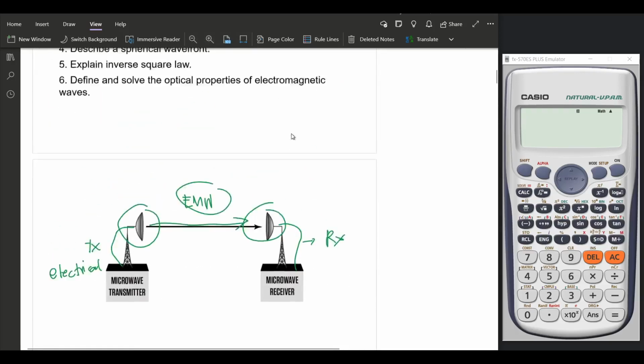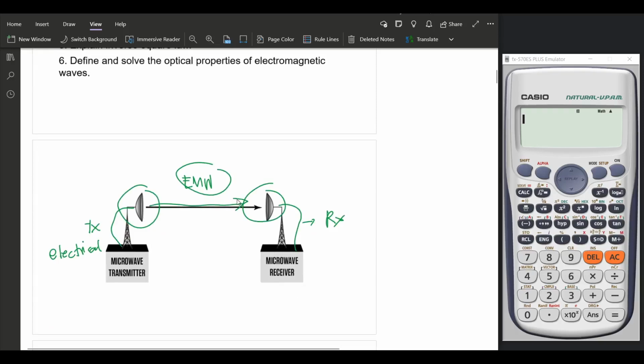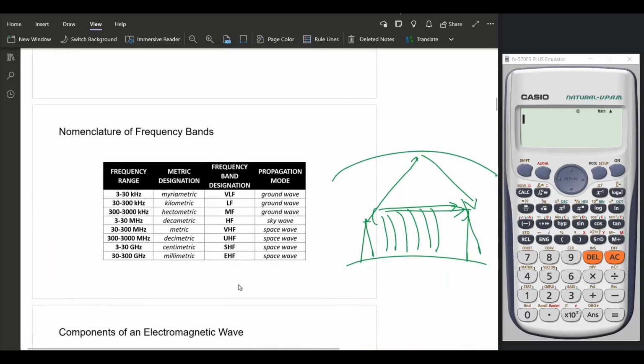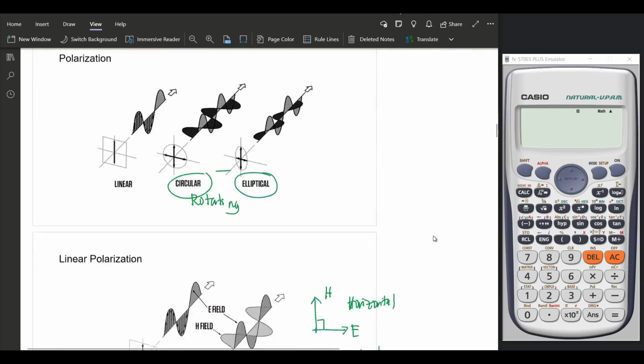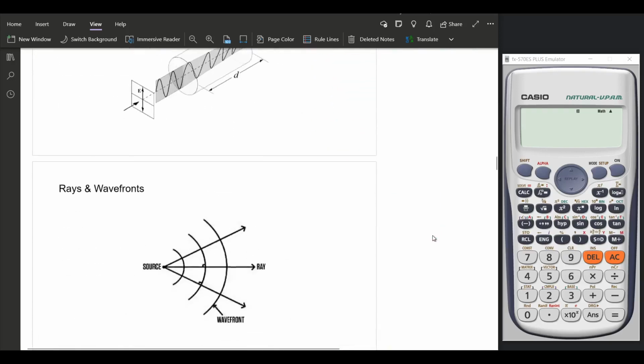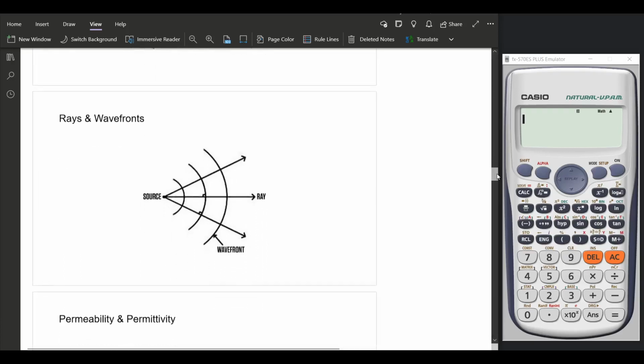Yung dito sa umpisa. Ayan. So, nag-drawing ako ng mga parang arrow. Tapos dito, nag-drawing ako ng mga ganito. So, ano yung significance ng mga illustration na to? So, ang tawag doon ay rays and wavefronts. Okay, so rays and wavefronts.